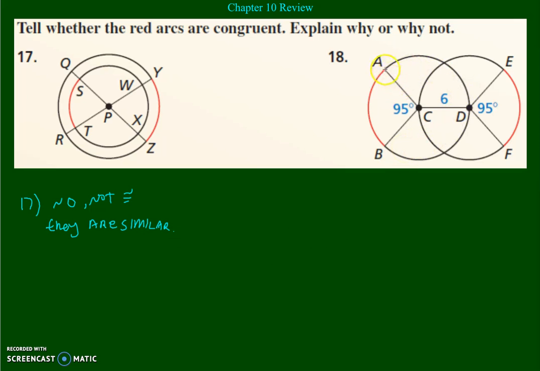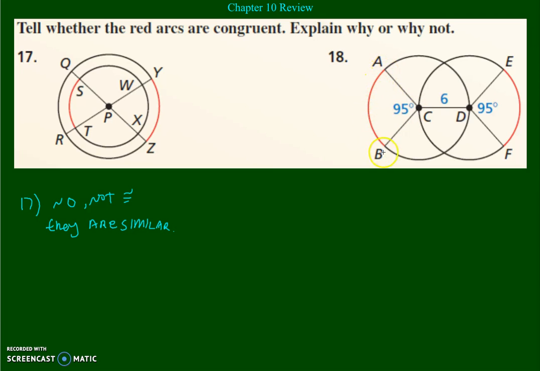Here, I'm told that AB is red and EF is red. Now you can see that the radii of both circles is 6. That means that circle C and circle D are congruent circles. So, as the definition goes, if two arcs are in the same or congruent circle and they have the same measure, then the arcs are congruent.